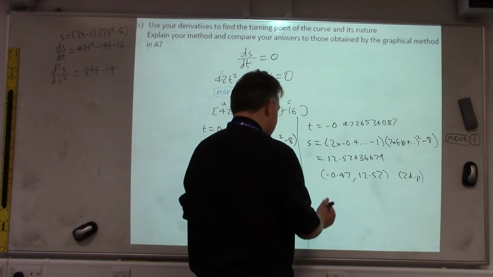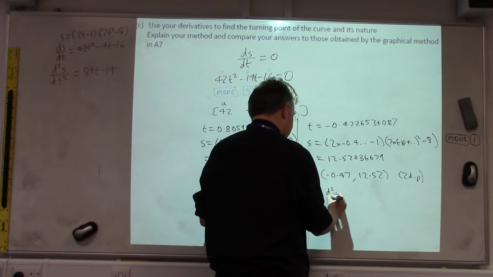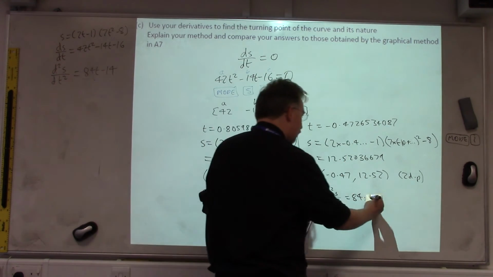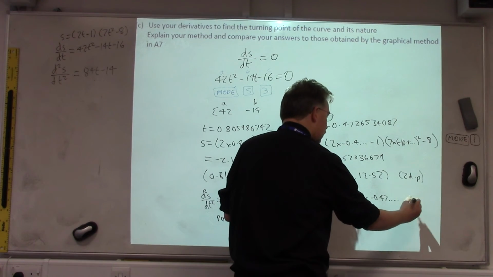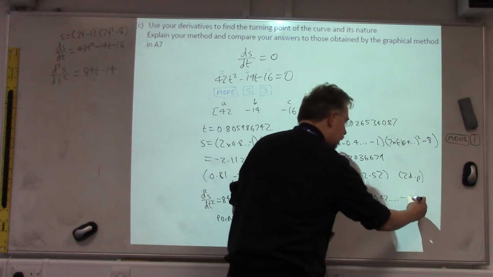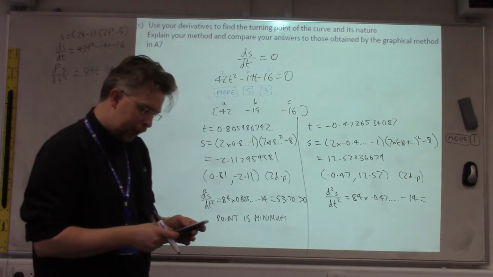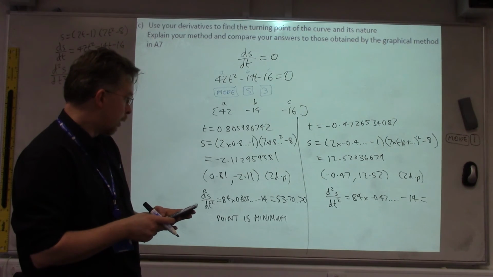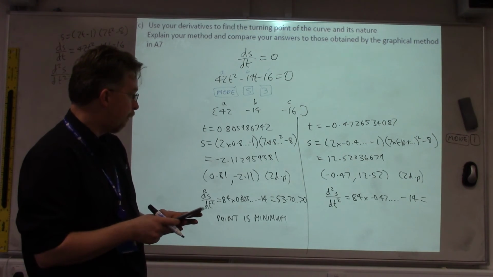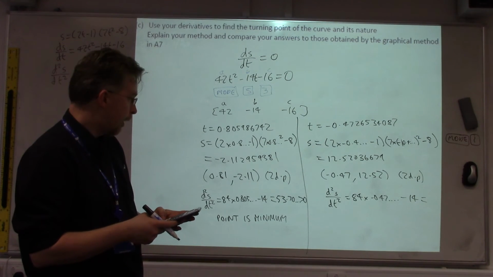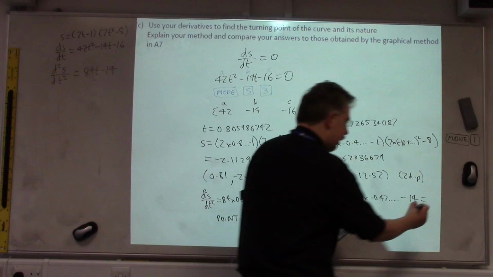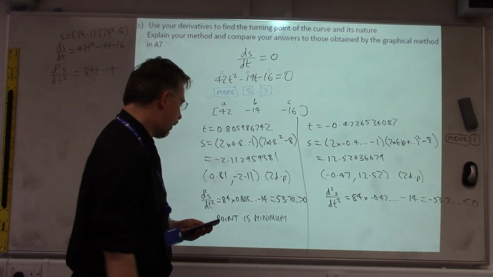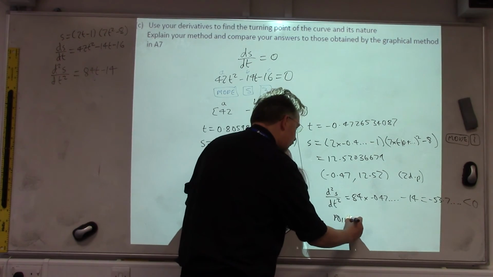So doing it with the other point, d2s over dt squared equals 84 times minus 0.47, minus 14. So same formula but a different number that we're multiplying by. So put the whole number in, 6534087, minus 14, equals, we get minus 63.7, which is clearly a negative number, so the point is a maximum.